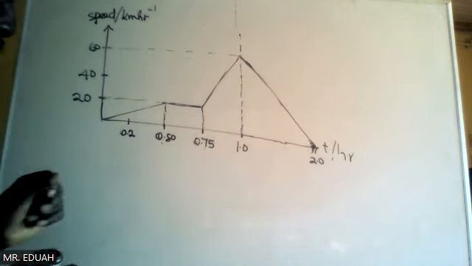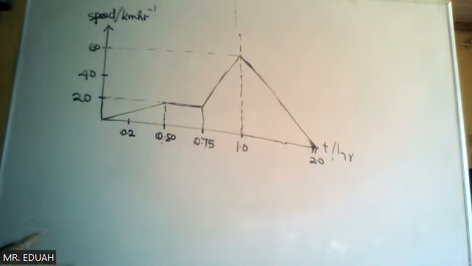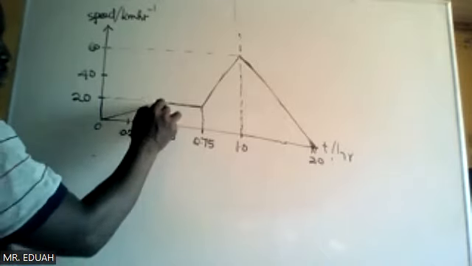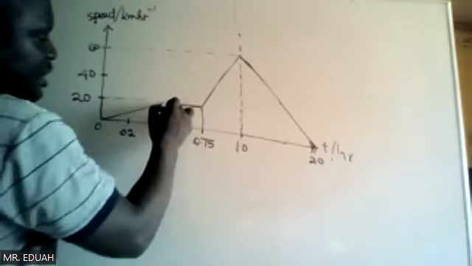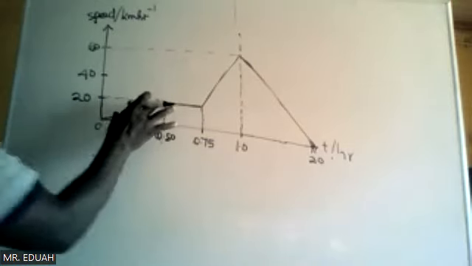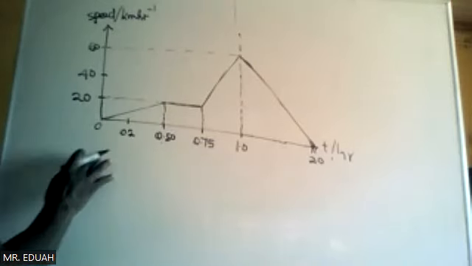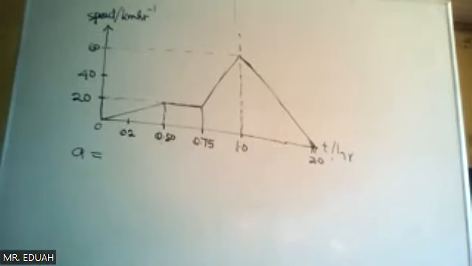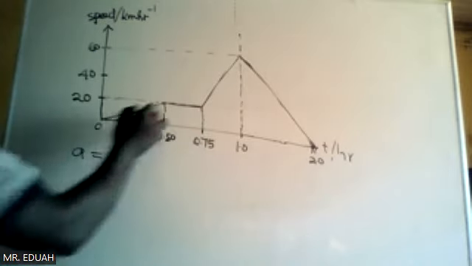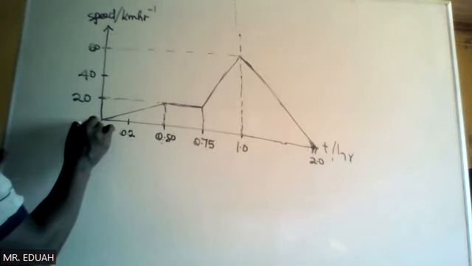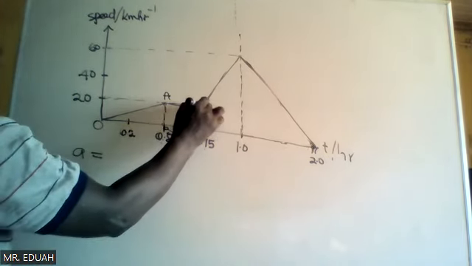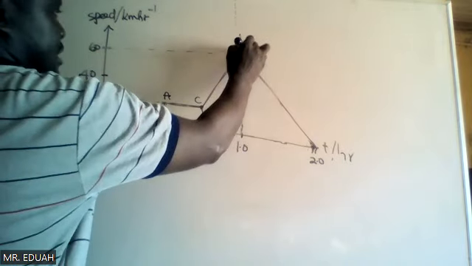So let's calculate for the positive accelerations. When we look at from 0 to 0.5, the body accelerated uniformly. So let's determine the magnitude of this acceleration. Acceleration from a speed time graph is equal to the slope. So the slope, let's assume this is O, A, B, C, D.